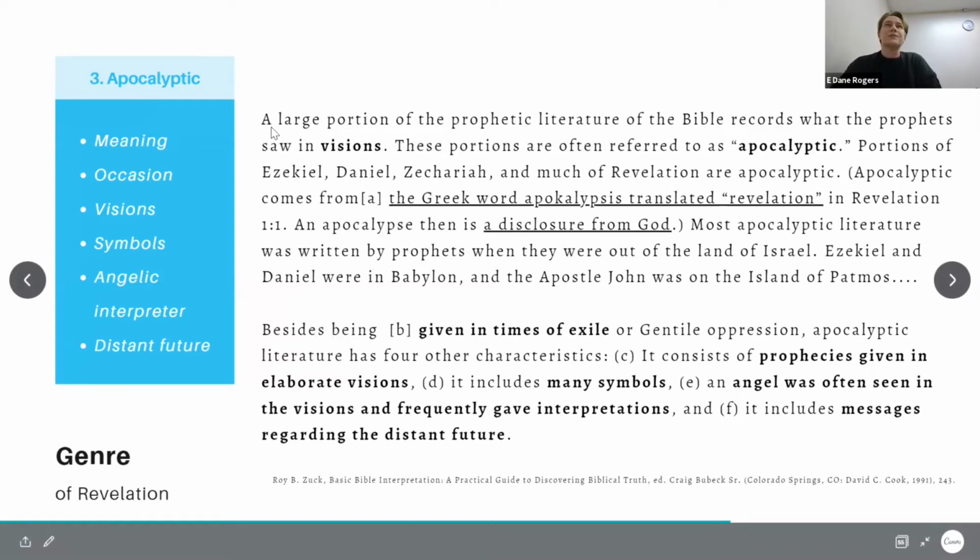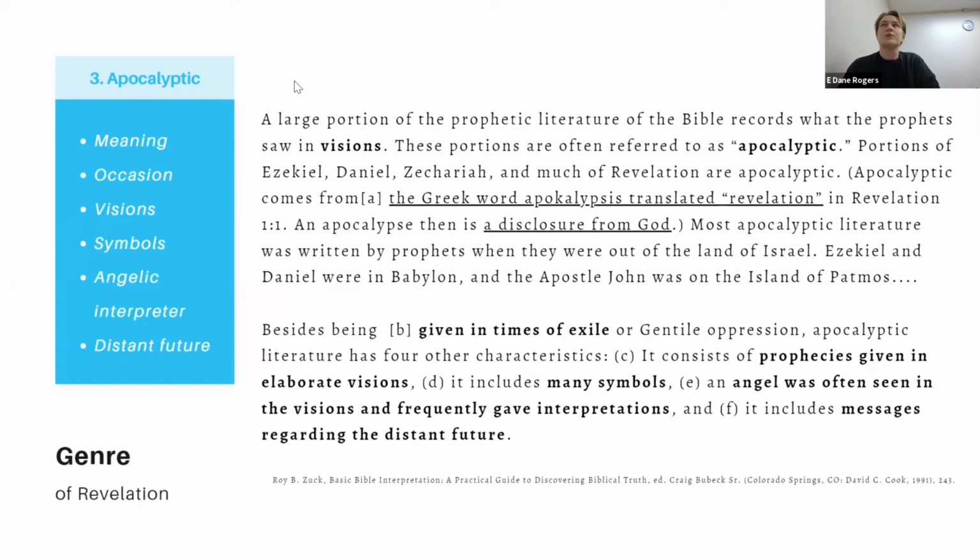So I'll read this. A large portion of the prophetic literature of the Bible records what the prophets saw in visions. These portions are often referred to as apocalyptic. Portions of Ezekiel, Daniel, Zechariah, and much of Revelation are apocalyptic. Apocalyptic comes from the Greek word apocalypsis, translated revelation, in Revelation 1:1. An apocalypse then is a disclosure from God.